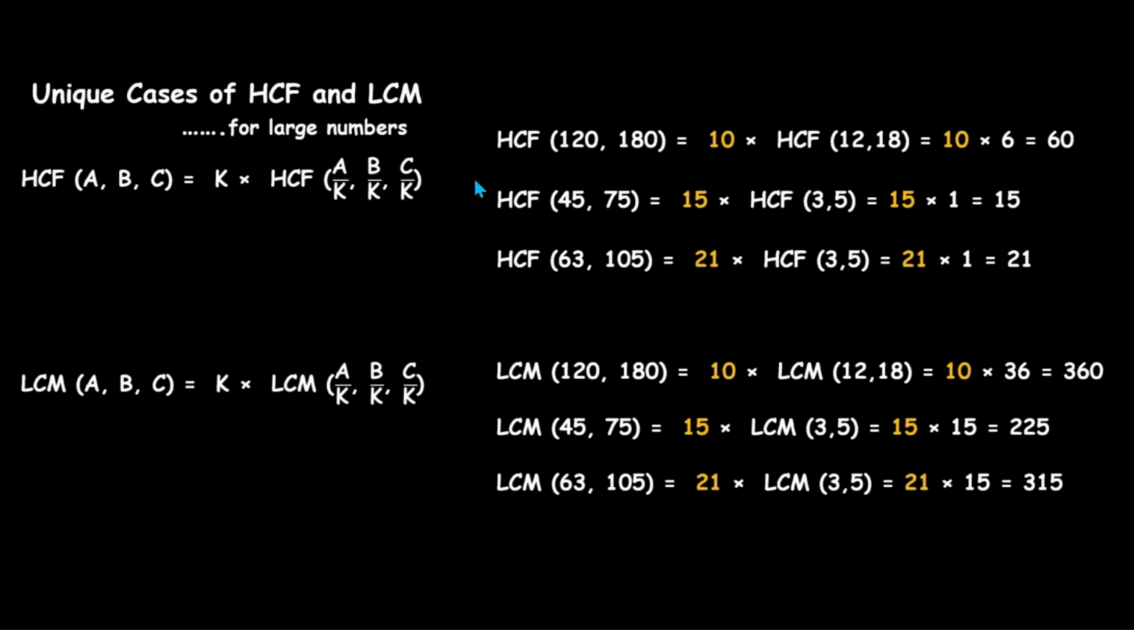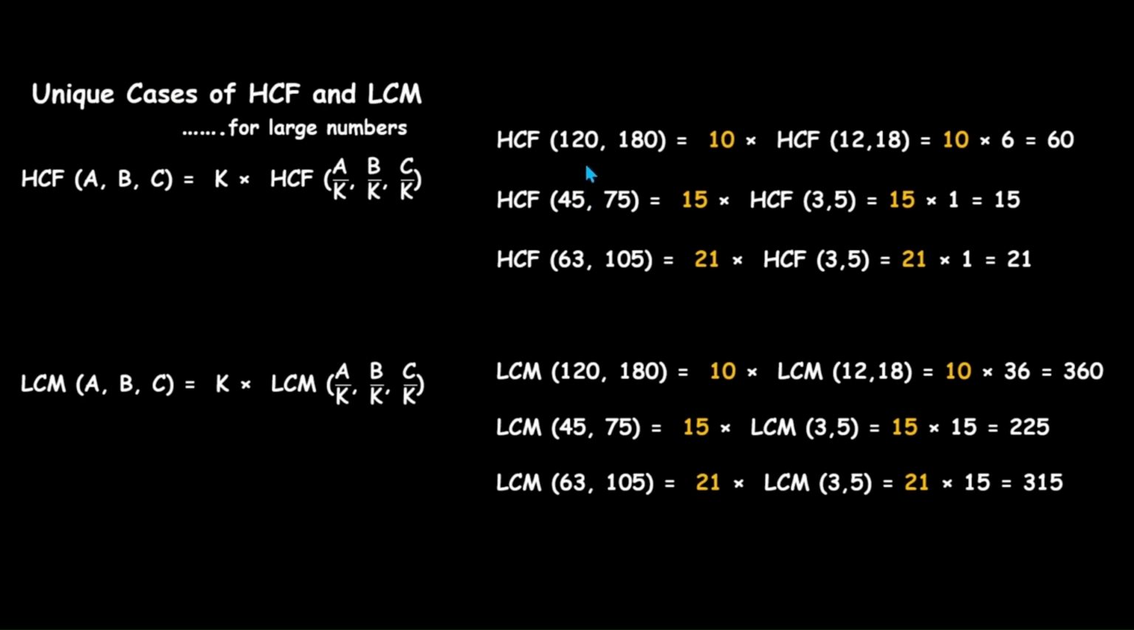Please try at your end with a few other combinations of A, B and C, or for that matter, you can take any number of numbers: 2, 3, 4, any number. The only condition is that if they have something in common, we can take that out and calculate the HCF or LCM of those numbers, and then multiply with the common factor that is taken out. So this surely should save us some time.